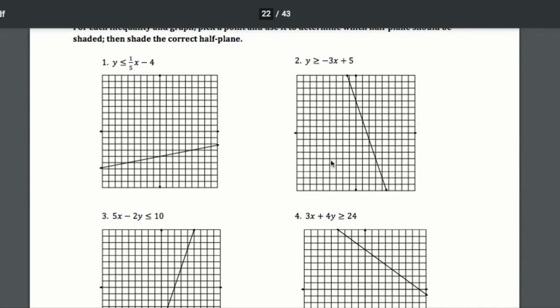Everything over here would be considered below. So we would be shading on this side of the line. Once again, you would want to find a point that works for that inequality.